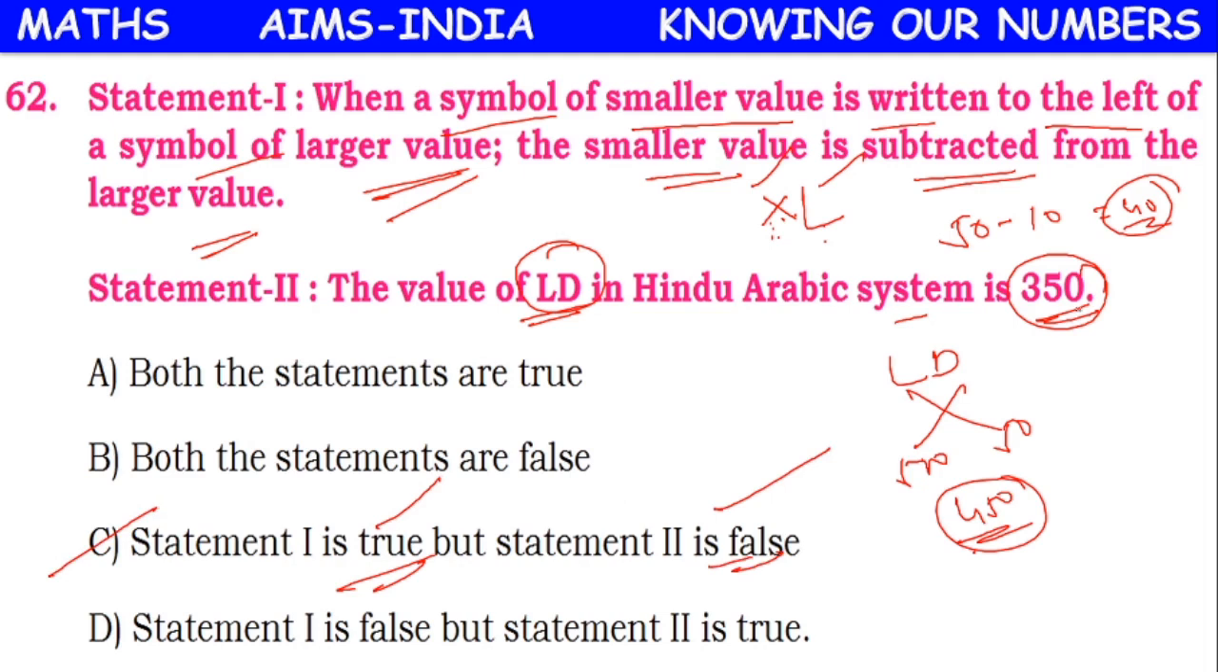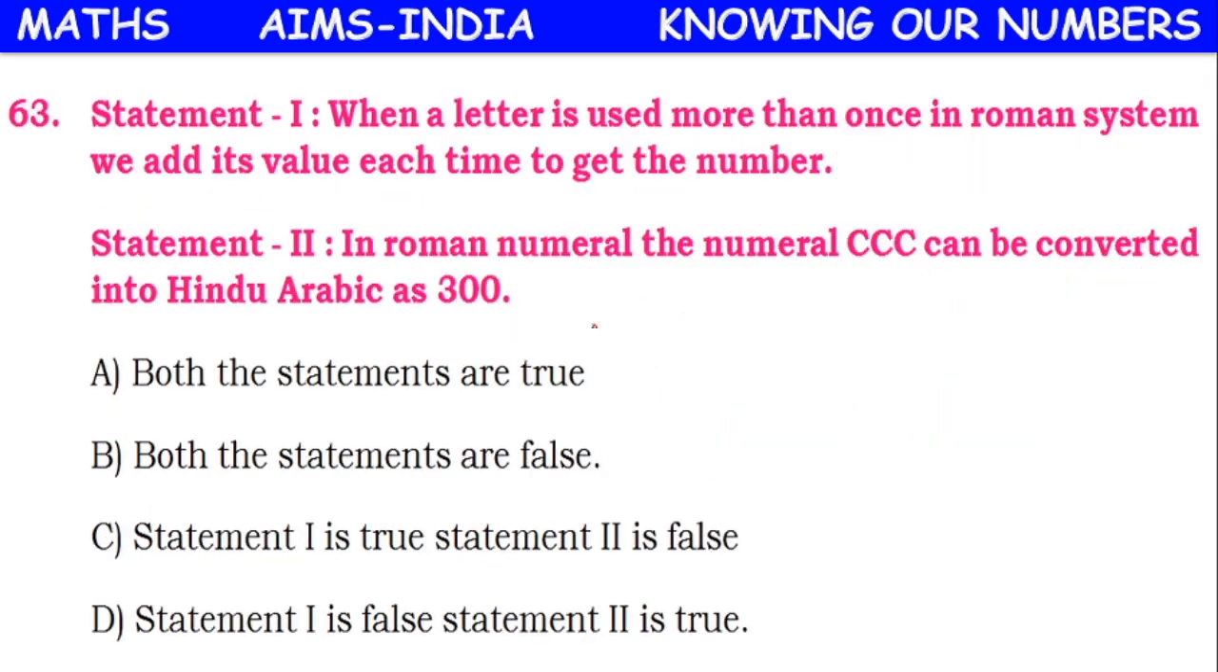Actually, we should not write LD. LD in this form we should not write. Because for 450 we have what? 450 means 400 plus 50. How to write 400? 400 means CD. 50, how to write? L. CDL. But LD is the wrong form of representation.